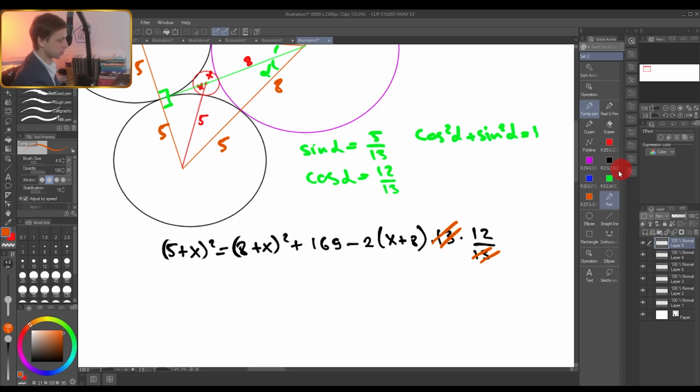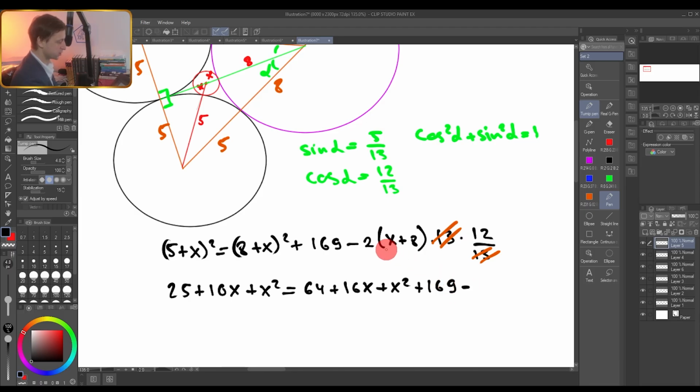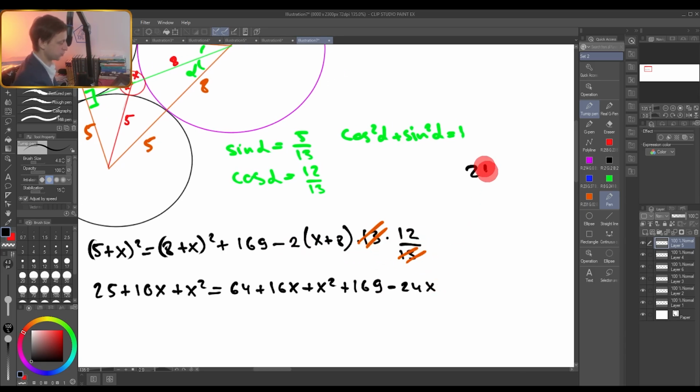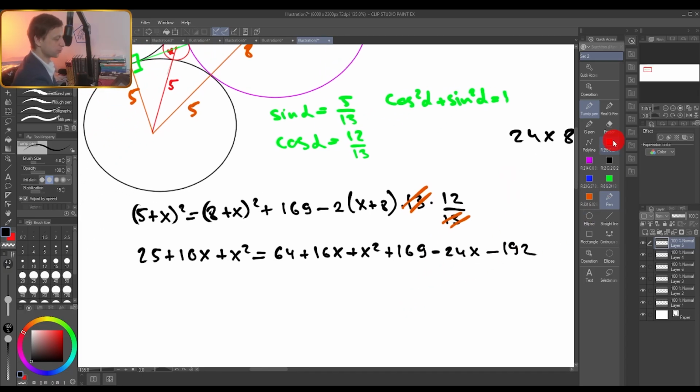And we have a normal equation. Let's solve it. 25 plus 10x plus x squared equals 64 plus 16x plus x squared plus 169 minus, and here we will have 24x, 2 times 12, 24x, and here we'll also have 24 times 8 with minus sign. What will be the result? It will be 192, so it will be minus 192. Well, the good news for us here is that x squared on both sides cancels out.